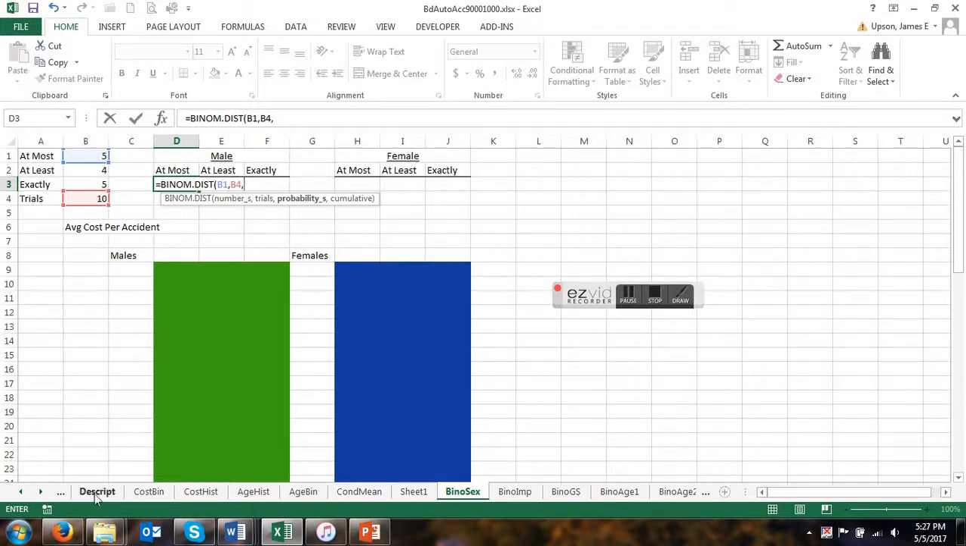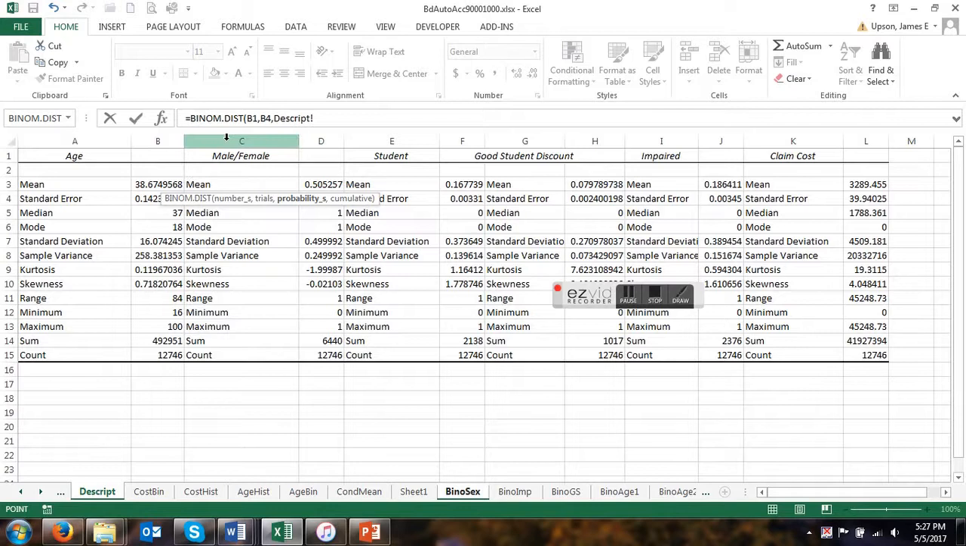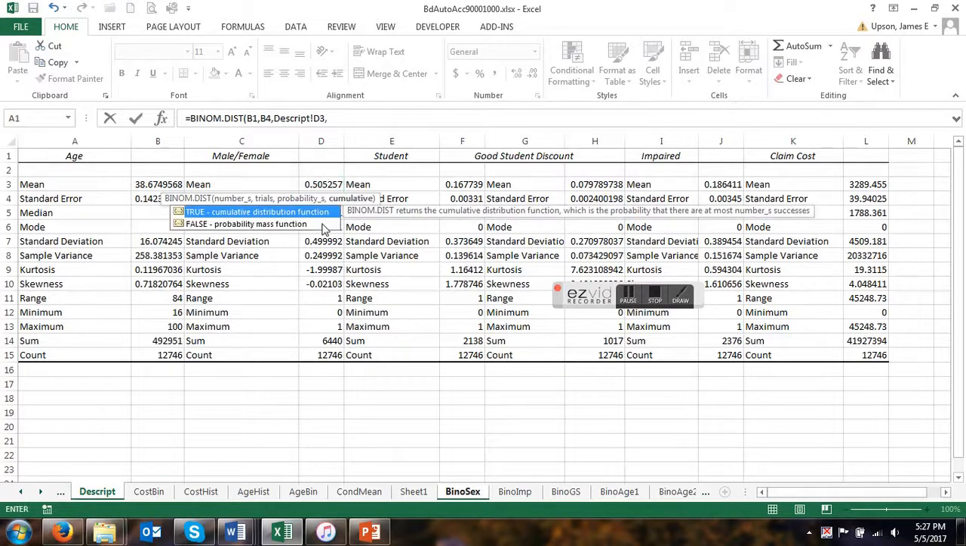So we're going to come to our descriptive statistics tab, and we're looking at male, female. There's roughly 50% of the accidents caused by males. So that becomes our probability. A lot of times in statistics on binomial distribution, it's referred to as a proportion. And you understand, it's a binomial distribution. You're either male or you're female. So there's really no option here in terms of the designation. So it purely fits a binomial distribution.